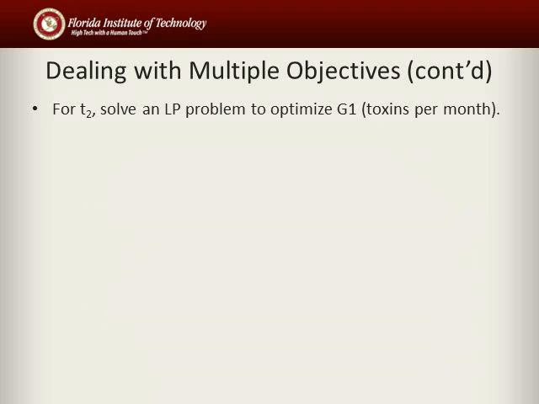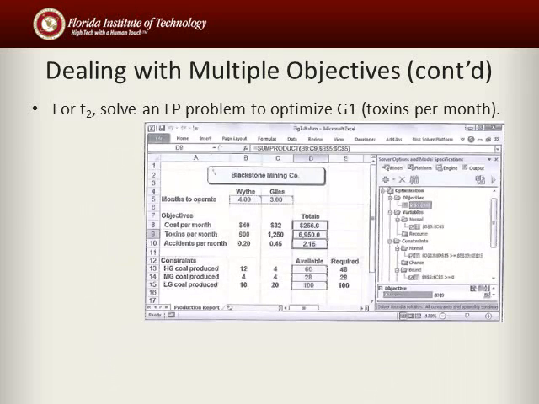For T sub 2, we're now looking at the target value for the second objective in our problem, which had to do with toxins per month. So we set up another linear programming formulation, and now we want to optimize our toxins per month. You notice that the objective function value when we attempted to optimize that cost parameter was 244. Now, if we just want to optimize this second objective, toxins per month, notice that it yielded a worse cost. Instead of 244, it's 256. However, it reduced the toxins per month.